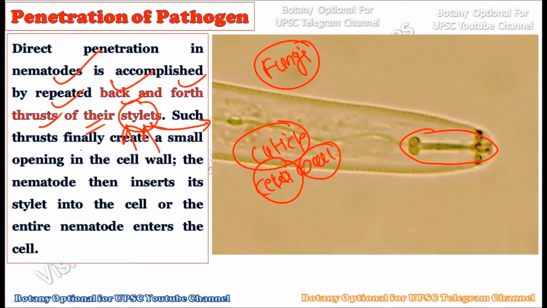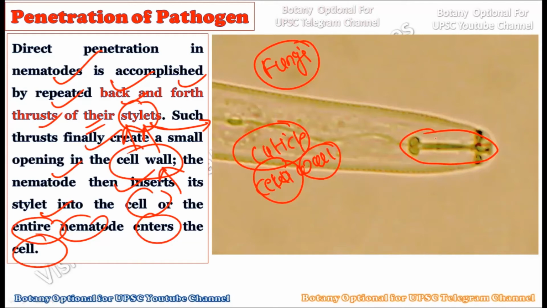Okay, now such a thrust finally creates a very small opening in the cell wall. Once there is a small opening within the cell wall, they can readily enter. Now these nematodes can insert the stylet into the cell, or the entire nematode can enter within the cell. So it can facilitate the whole nematode to go inside the cells. So you can say the nematodes possess their own mechanism. They do not require any vectors or any other type of help.